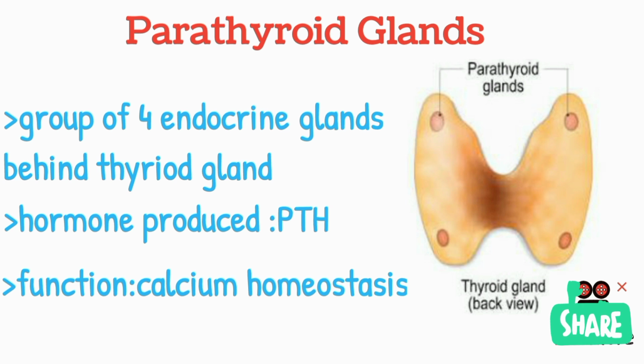So basically, parathyroid glands, you can see here in the figure, is a group of 4 glands, and this is the back view of thyroid gland, with the parathyroid glands situated just behind it. The main function of this parathyroid gland is to secrete the parathyroid hormone, and this parathyroid hormone has a role in calcium homeostasis, that is, it maintains the calcium level in the blood.